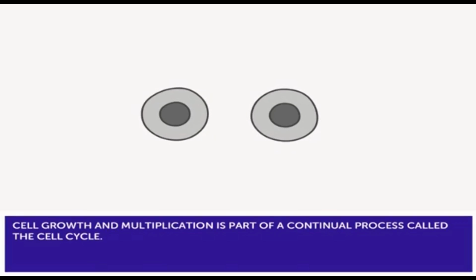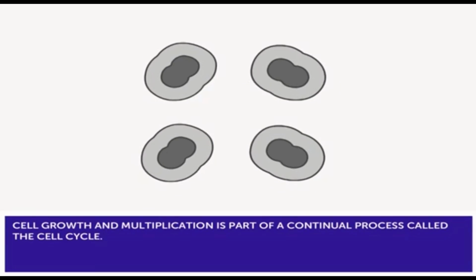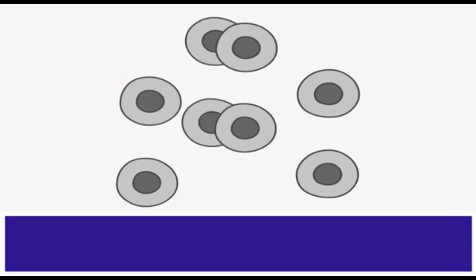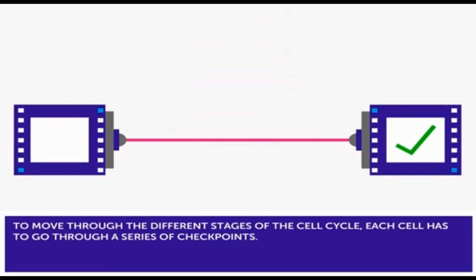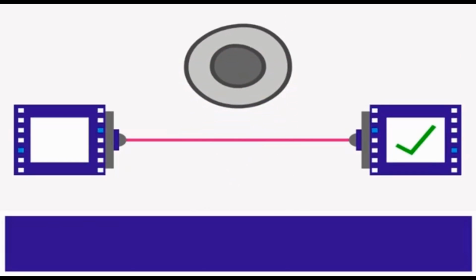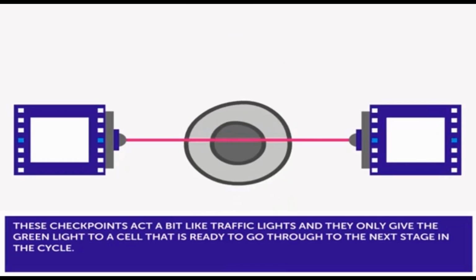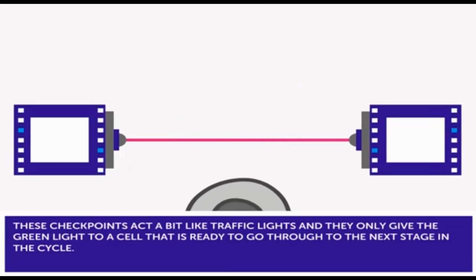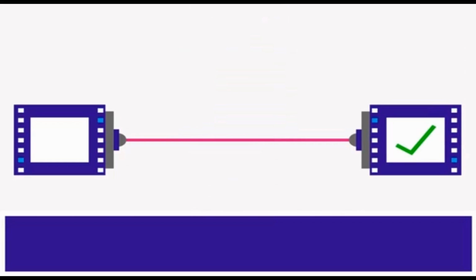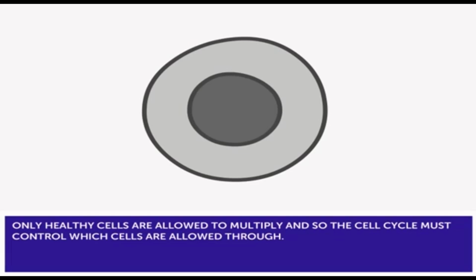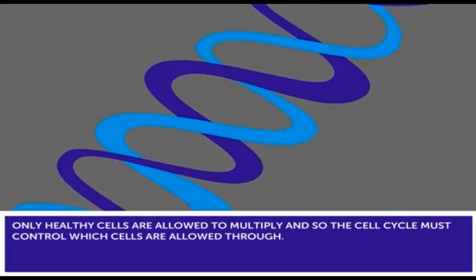Cell growth and multiplication is part of a continual process called the cell cycle. To move through the different stages of the cell cycle, each cell has to go through a series of checkpoints. These checkpoints act a bit like traffic lights, and they only give the green light to a cell that's ready to go through to the next stage in the cycle. Only healthy cells are allowed to multiply, and so the cell cycle must control which cells are allowed through.